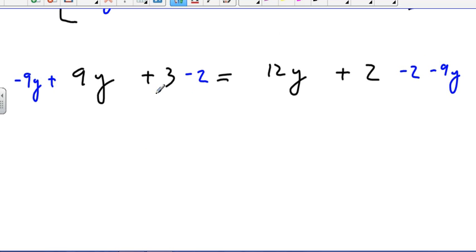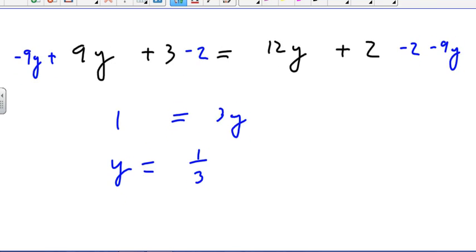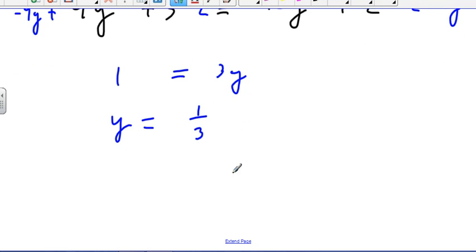Okay, so that's 0. I have 1 on this side. 1 is equal to 3y. So y is going to be 1/3. All right, that seems reasonable. So now we'll go back and check our work.